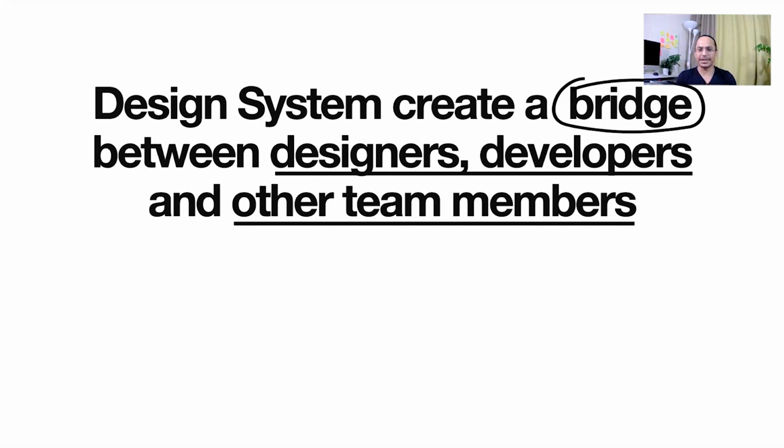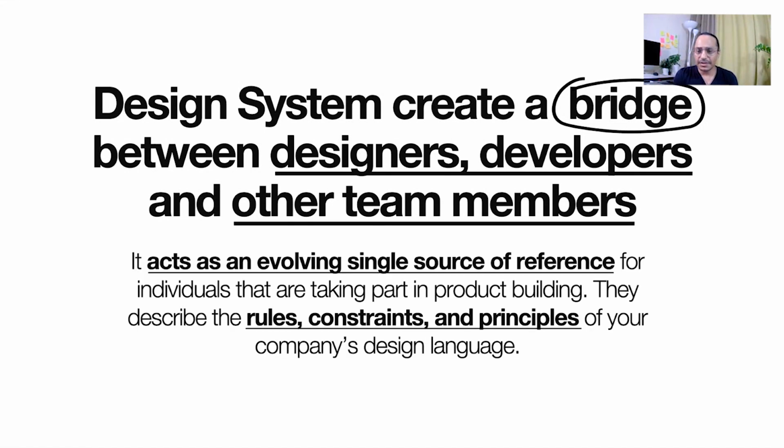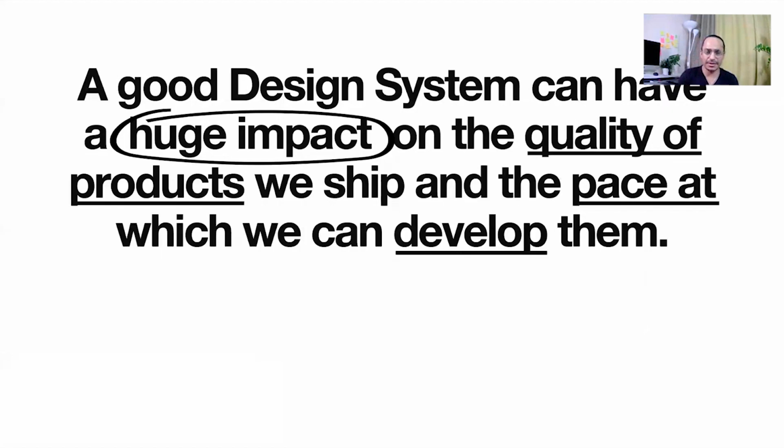A design system creates a bridge between designers, developers, and other team members. Once you have the design system, later discussions will never be about the components. They will be about the experiences. So it's always good to have your design system in place and then work on your product. But if you're working on a fresh, new product, then you can create your design system in parallel along with the designs. It acts as an evolving single source of reference for individuals taking part in product building. They describe the rules, constraints, and principles. So everything is designed and defined in a good design system.